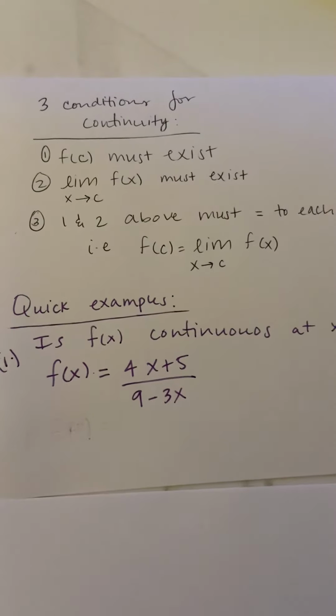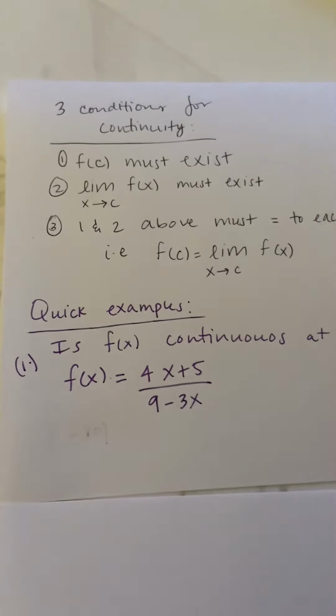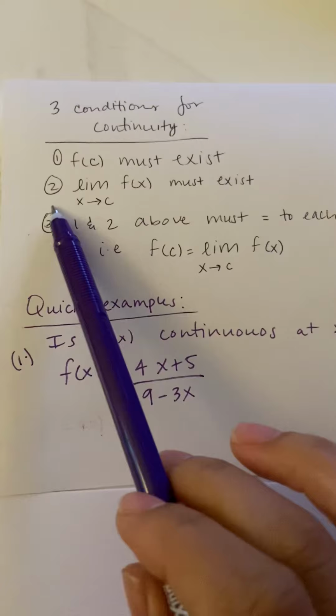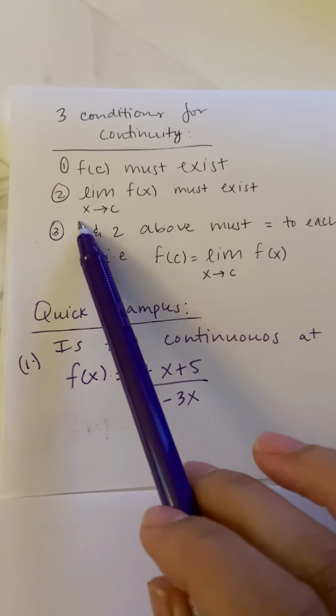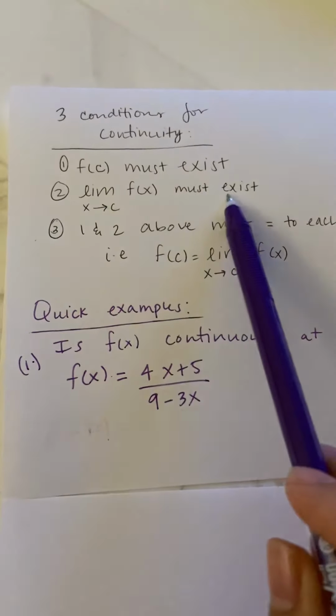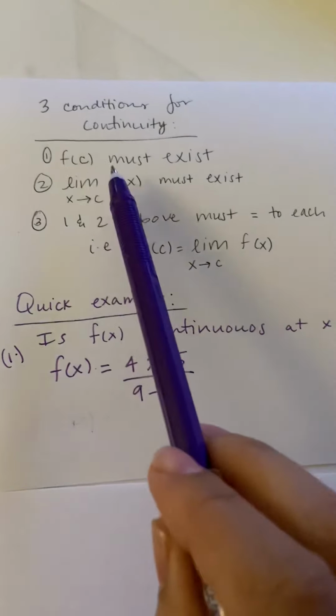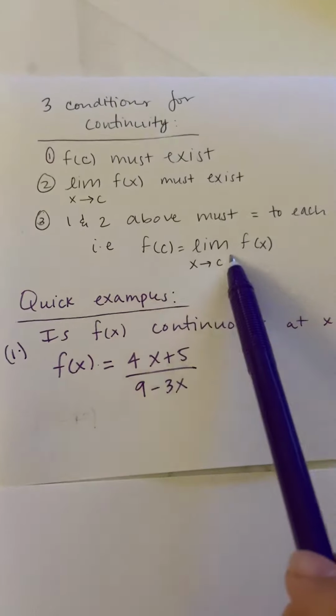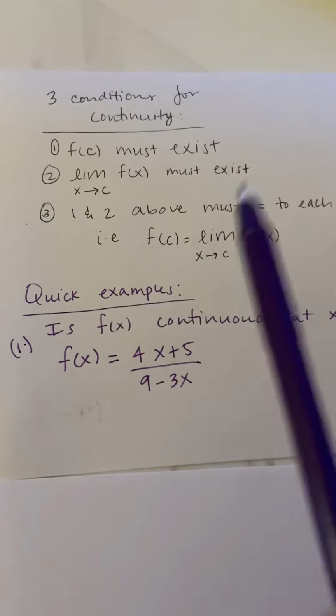So continuity has three conditions and I already listed them here. The first one, the function value must exist. The second one, the limit as x is approaching that value must exist. And the third one, these two must be equal to each other. So in other words, the function value and the limit must be the same thing, okay?